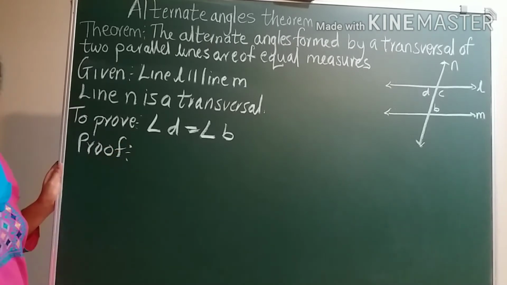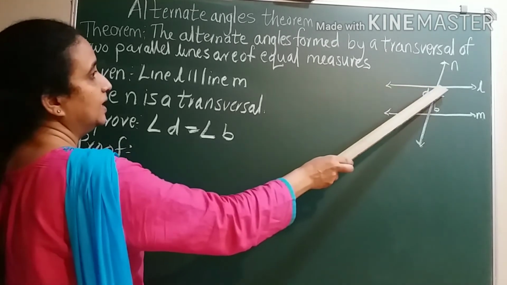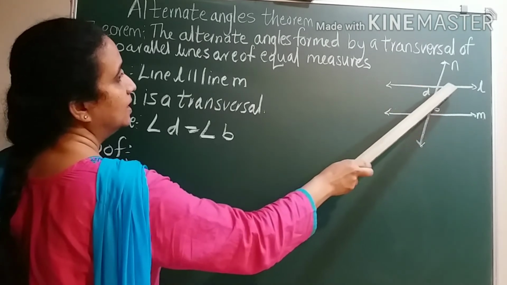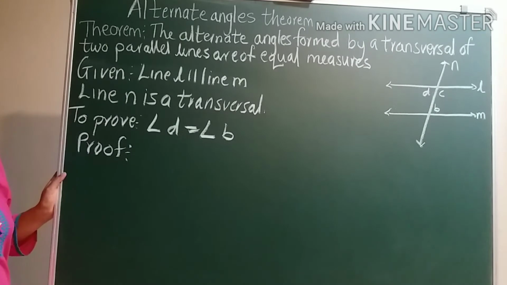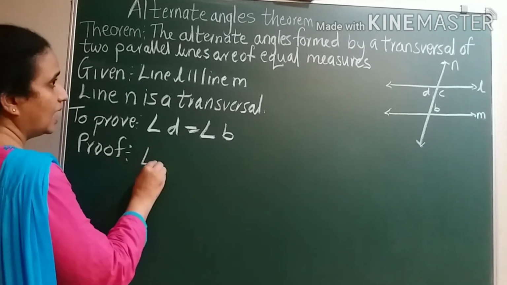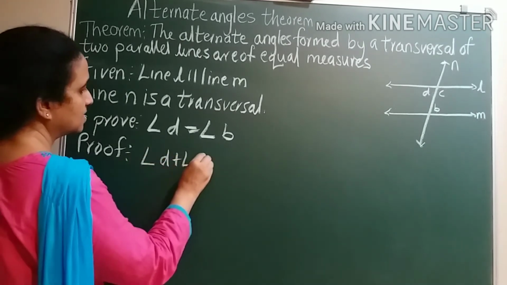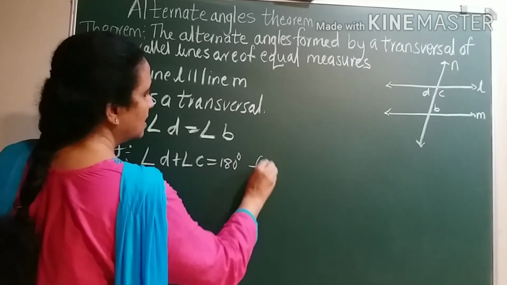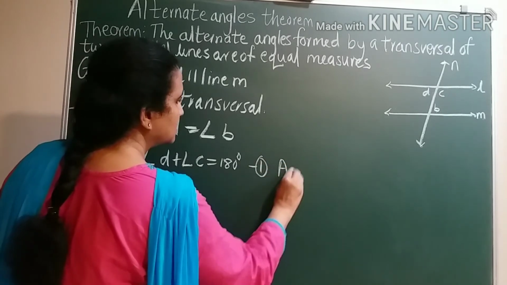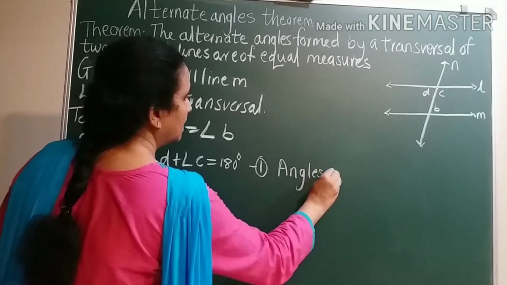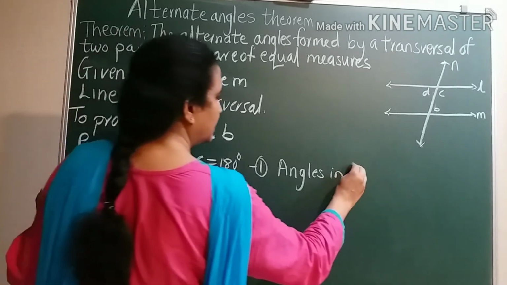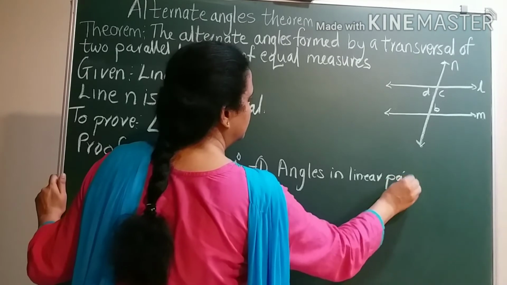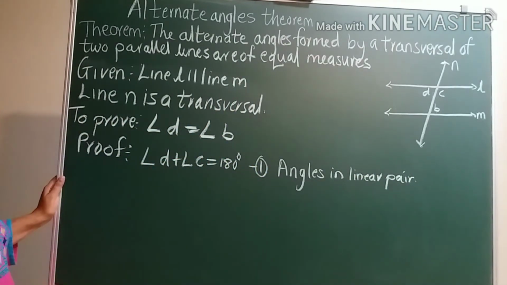If you see in the figure, angle D and angle C are forming the angles in the linear pair. So, you will write the first statement. Angle D plus angle C is equal to 180 degrees. This is your first equation. Reason, angles in linear pair.